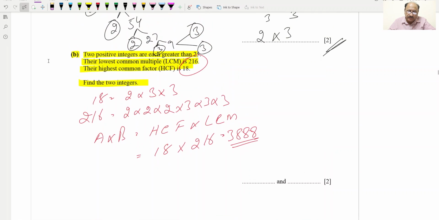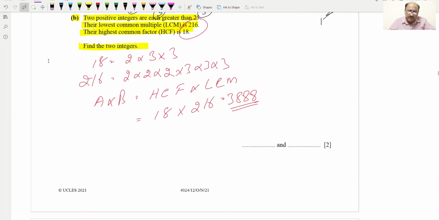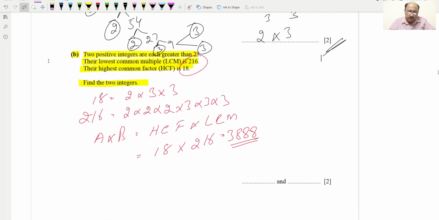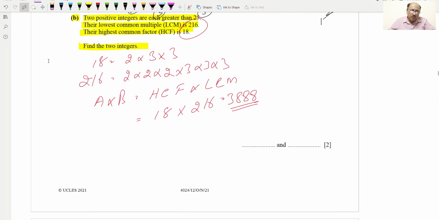They are saying two positive integers are each greater than 25. They are positive integers, and they are each greater than 25. The least common multiple is this one, and also the integers can be 36, because this will be a multiple of 18. So multiples of 18 which are more than 25 can be what numbers?